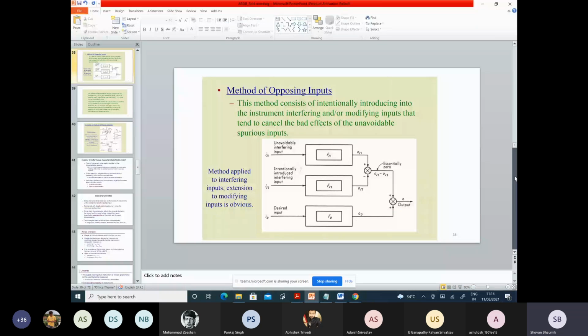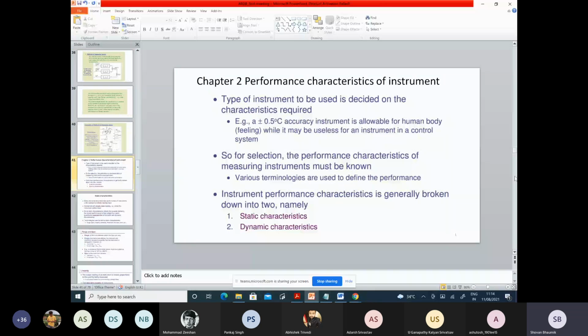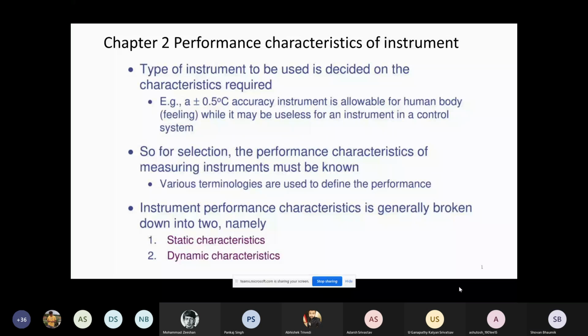So chapter 1 we completed. That was an important chapter, and then we'll go to chapter 2, which is performance characteristics of instrument. In Doeblin it might be chapter 3 or something else. This is also a very important chapter, and it is not related to any specific instrument, but in general it is related to all the instruments, and you should know this very carefully before you try to apply or implement any equipment or instrument for measuring some parameters.